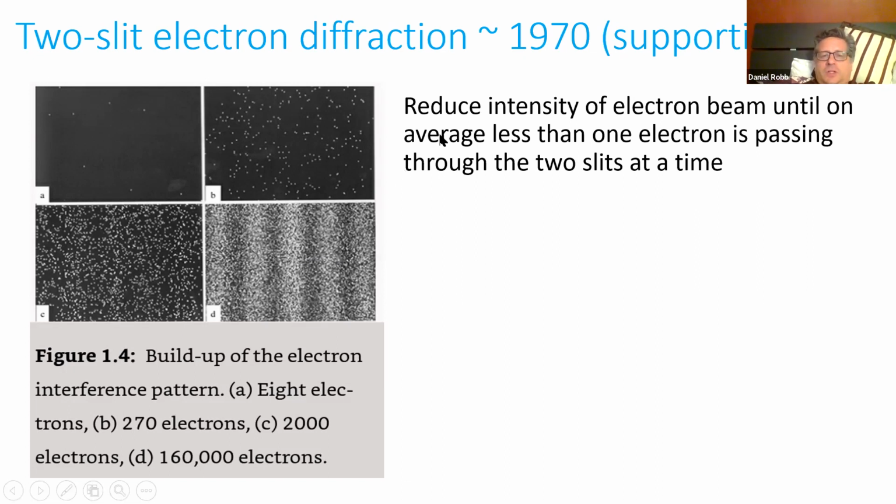So just a couple of details of the experiment. You can reduce the intensity of the electron beam until on average, less than 1 electron is passing through the 2 slits at a time. Okay, so it's not like there's lots of electrons going through and they're interfering with each other. On average, less than 1 electron is passing through the 2 slits at a time. So each electron is actually interfering with itself.